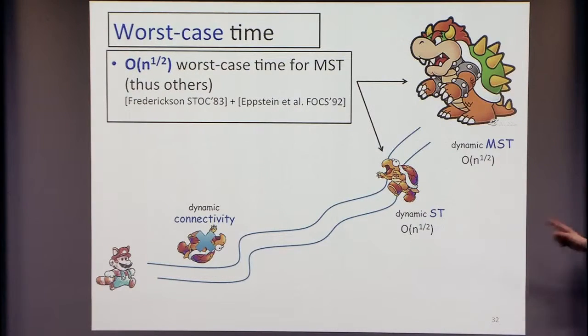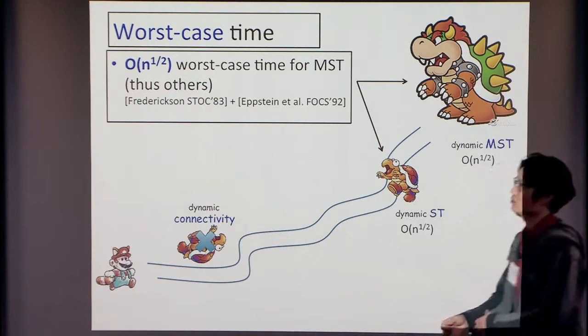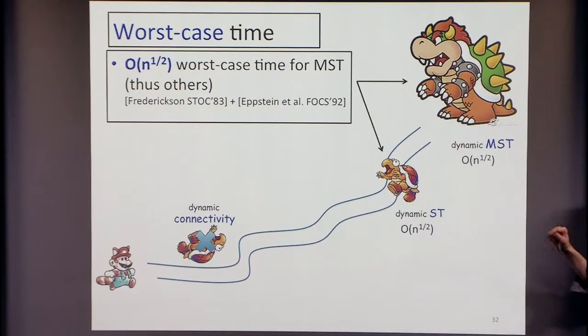So how about other problems? For other problems, actually the best algorithm goes back, I don't know, 30 years ago. It's due to Frederickson and Eppstein and a few others. So the running time is root n. It works for MST, so does it work for spanning tree and connectivity too? So that's still the best we know for this problem.